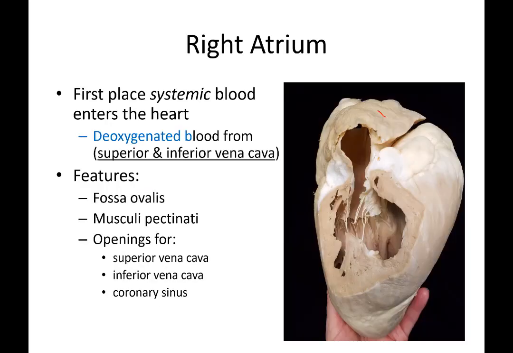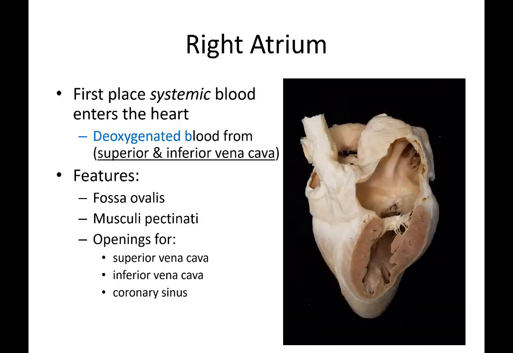The right atrium is located here. This is a side cut, so it's a slightly different orientation than we had seen in the drawings earlier. Deoxygenated blood arrives in there from the superior and inferior vena cava into this right atrium. Inside the right atrium, we have a number of features, one being the fossa ovalis, which is a membrane that covers what used to be a hole in the fetus's heart. Musculi pectinati is the texture of muscle within the right atrium.